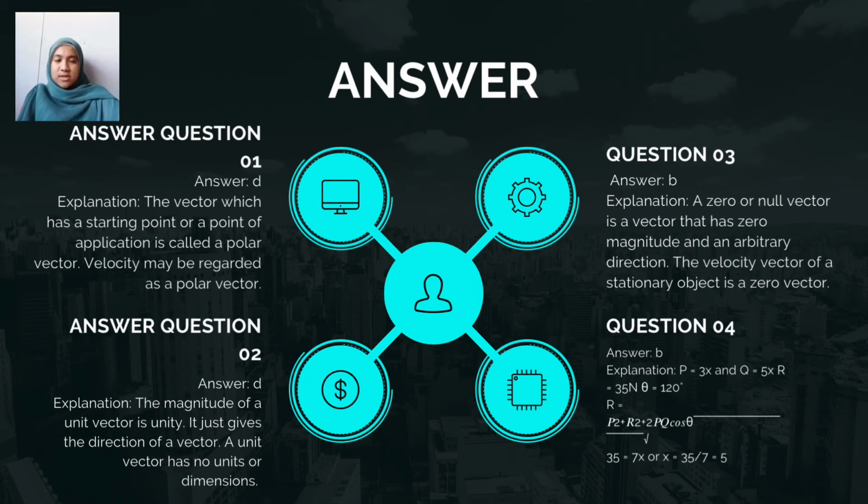For explanation of question 4: P equals 3x and Q equals 5x, R equals 35 Newton, and theta equals 120. R equals square root of P squared plus Q squared plus 2PQ cos theta. 35 equals 7x, so x equals 35 over 7 equals 5. P equals 15 Newton. Q equals 25 Newton.